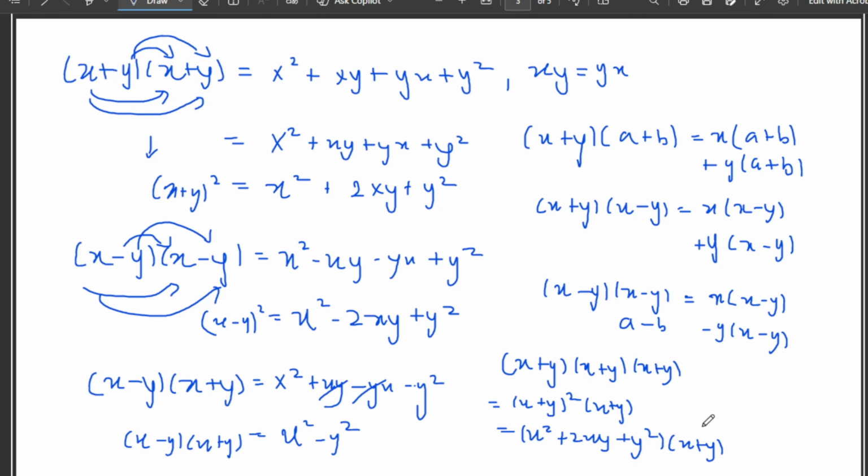Then when we distribute this, again, so x times x squared, x times 2xy, and then add y times x squared. We have x cubed plus 2x squared y plus xy squared plus yx squared plus add 2xy squared and add y cubed.